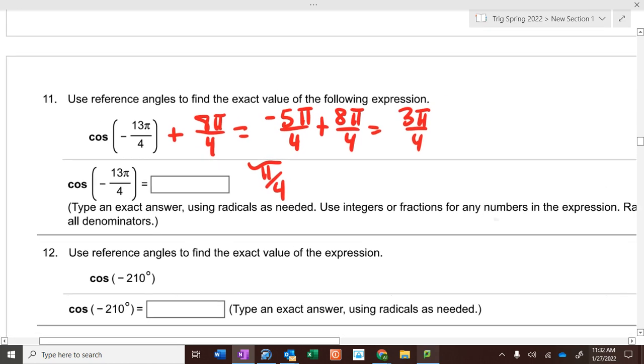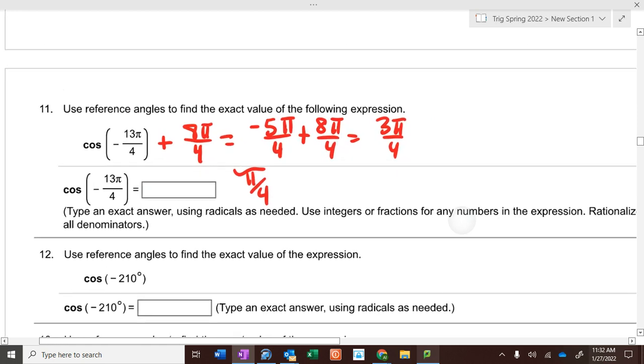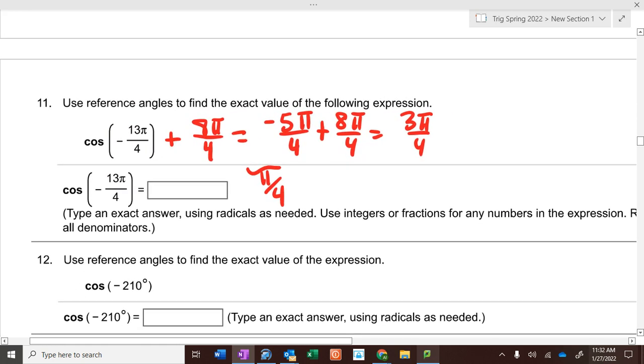Okay. Oh, actually, they want the exact value of this. So I'm at 3 pi over 4 and I want the cosine. What's cosine of 3 pi over 4?